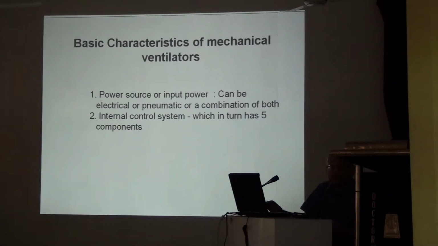Then pneumatic. These machines are classically made on the analogy of the steam engine. The machine requires only compressed gas, nothing else. No electricity, no battery is required. So these are the two classical examples of electrical and pneumatic ventilators. But nowadays, most of the sophisticated ventilators are made by combining electrical and pneumatic both.